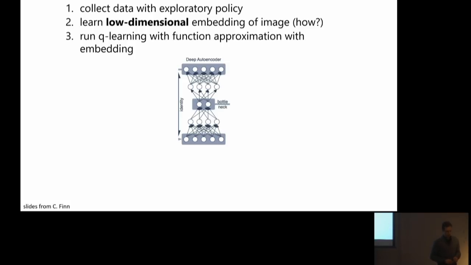So how do we learn the embedding? Well, that's actually where there are a lot of different options. The particular option that's explored in this paper is to train what's called an autoencoder. So an autoencoder is a neural network that maps from an input, in this case the image, back to the same thing, back to the input. So it starts at an observation O and tries to map it back to itself.